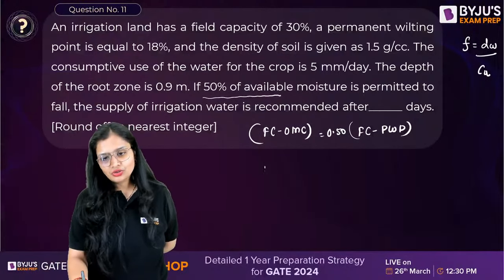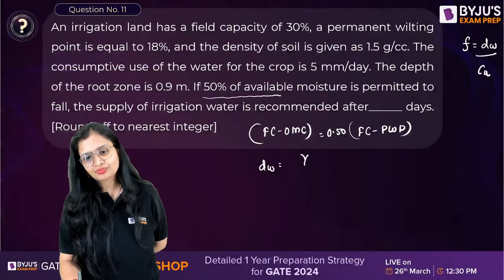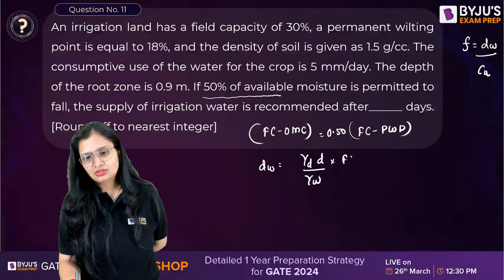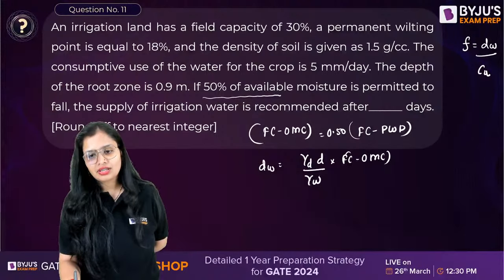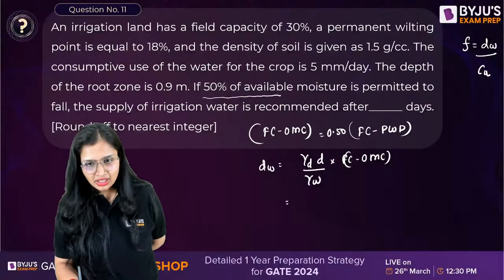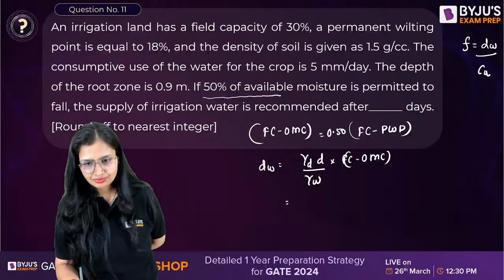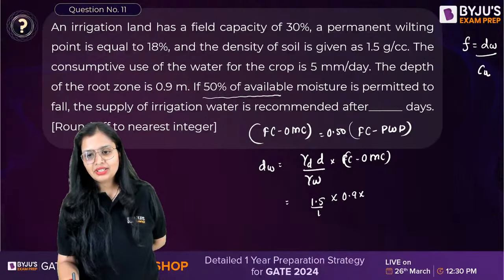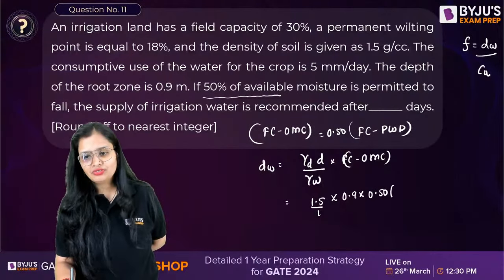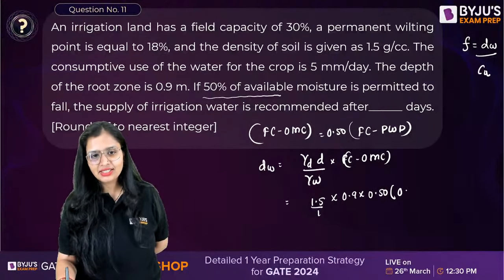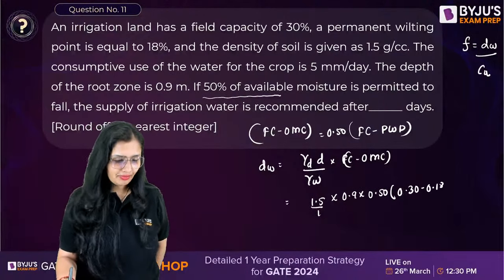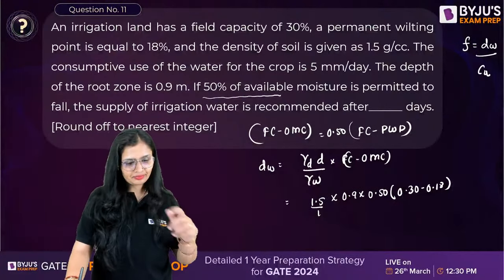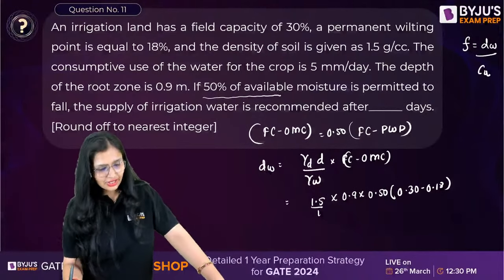Okay, so now you know dW is equal to gamma d times d. Gamma d comes out to be 1.5, this is 1, depth of root zone is 0.9. Field capacity minus optimum moisture content will be 0.50 times field capacity minus permanent wilting point. How much does it come, guys? Try to solve it once.